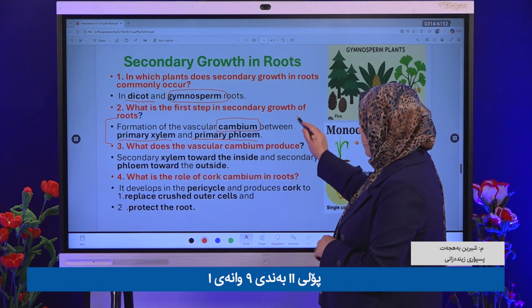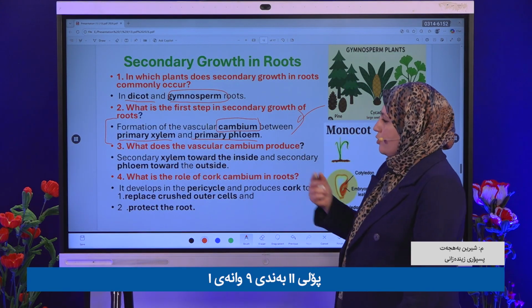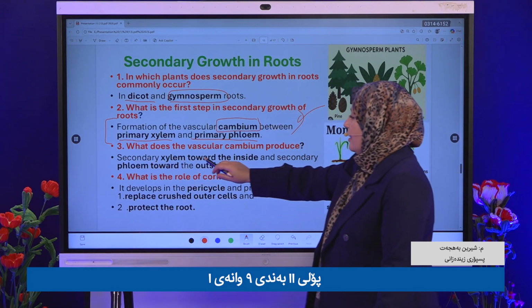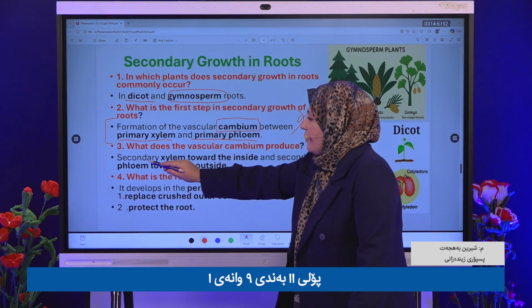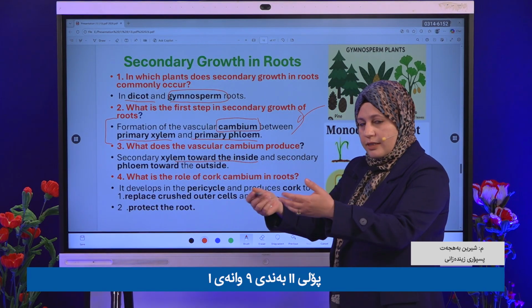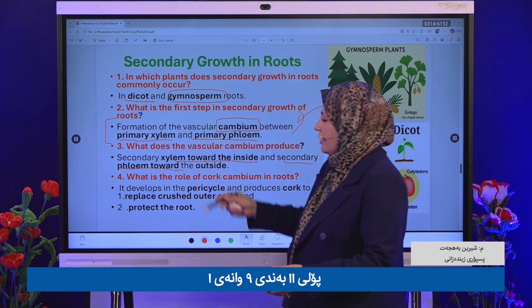Clear? It's very important. What does the vascular cambium produce? Why is it important? It produces secondary xylem toward the inside, and secondary phloem toward the outside.